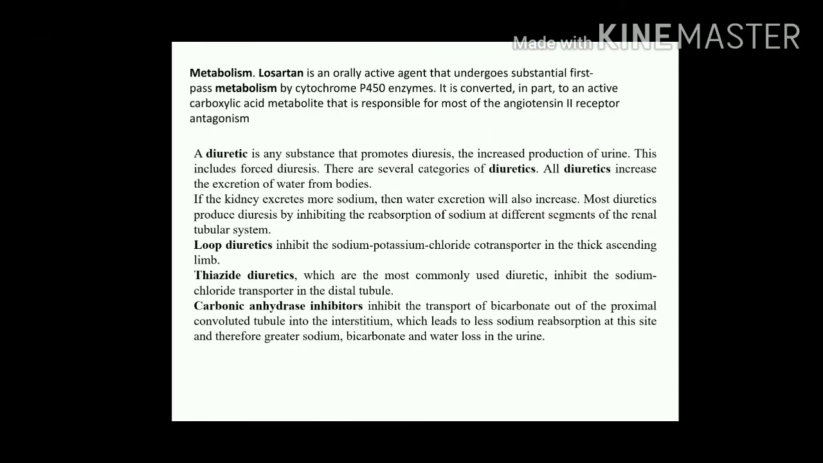It has been classified as loop diuretics, thiazides and carbonic anhydrase inhibitors. Loop diuretics inhibit the sodium potassium chloride co-transport in the thick ascending limb. Thiazides are the most used diuretics, and inhibit the sodium chloride transporter in the distal tubule. Carbonic anhydrase inhibitors inhibit the transport of bicarbonate out of the proximal convoluted tubule into the interstitium, which leads to less sodium reabsorption at the site and therefore greater sodium bicarbonate and water loss in the urine. This is the overall mechanism.